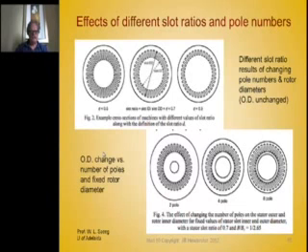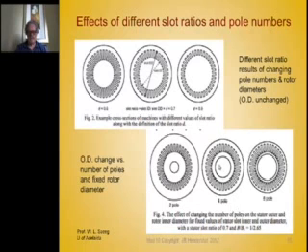This is what you can do. The stator OD is kept the same in all three of these, but the rotor diameter has gotten bigger, so the ratio of the slot depth has changed. So that's one variation that you can consider when comparing and optimizing your design.